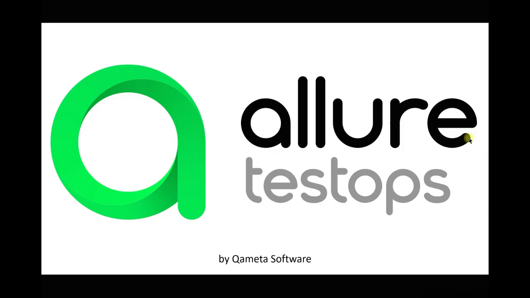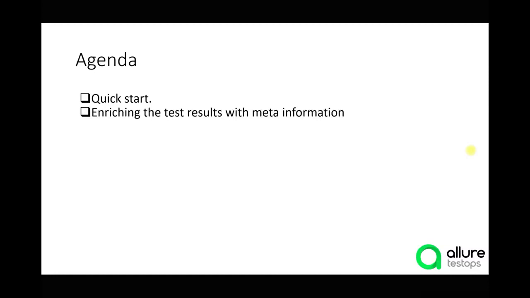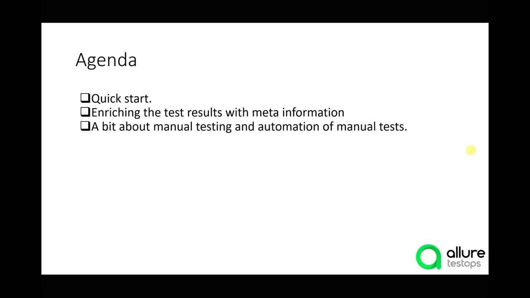How will we build our presentation? First of all, we'll talk about the quick start, how to integrate our CI server with Allure TestOps, how to get the test results from the CI side, and then we will enrich the test results with meta information. Then we will talk about manual testing, how we help manual test engineers to create tests, maintain tests, run tests, and how we help people to automate manual tests, and how people can work together on the automation, both manual engineers and automation test engineers.